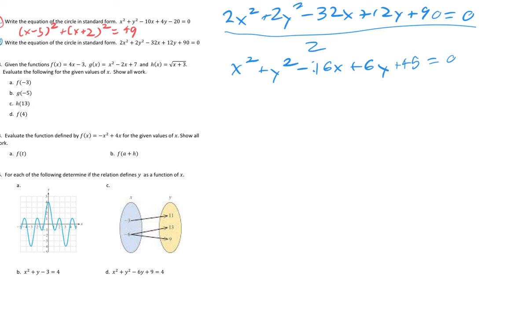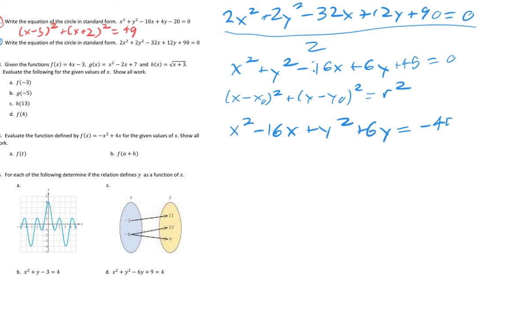Right? When we get this in our standard form of x minus x0 squared plus y minus y0 squared is equal to r squared, what we're going to do is get our terms together. So we have our x squared minus 16x plus y squared plus 6y. And then we're going to move our 45 over, so we're going to have negative 45. Right? So kind of like the last problem, we're going to have to complete the square of our x's and our y's, right?